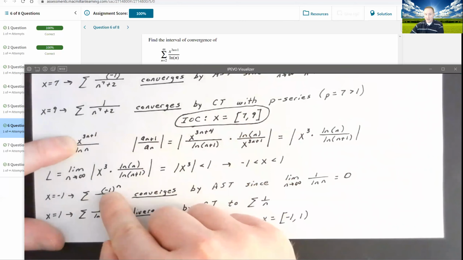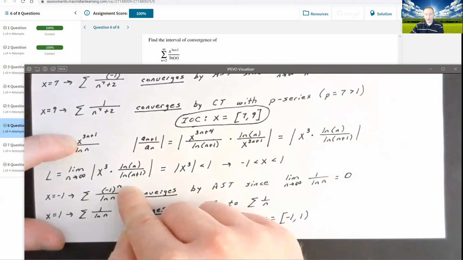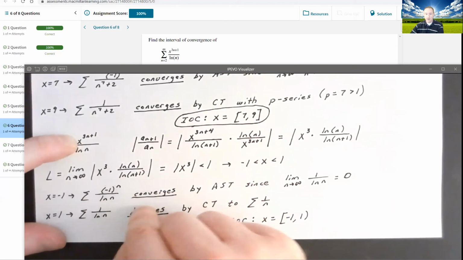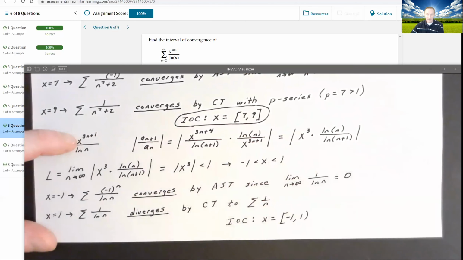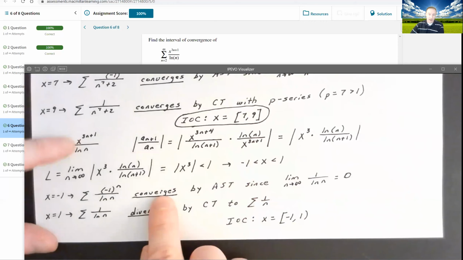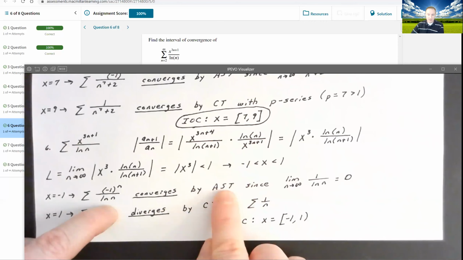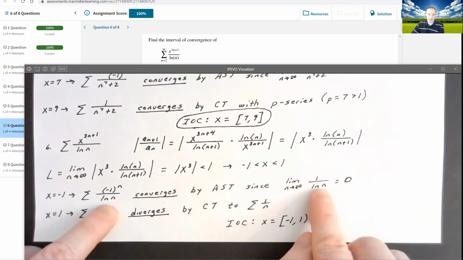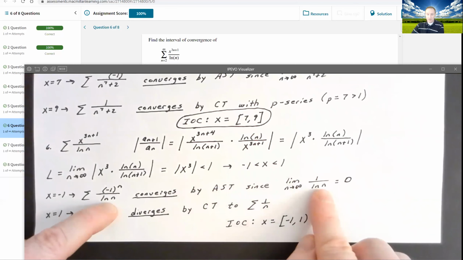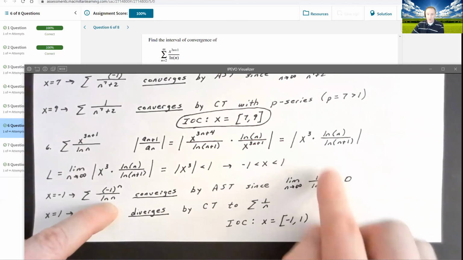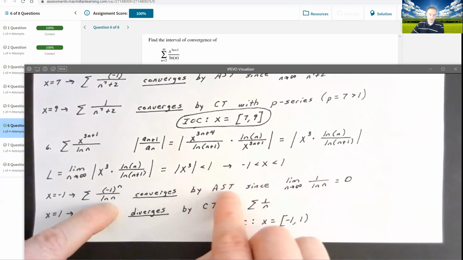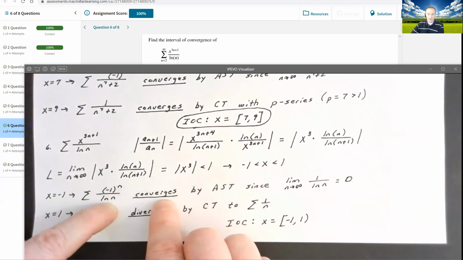I might as well just call it -1 to the n. It doesn't matter as long as you understand this is just an alternating series. One term is going to be positive, next term negative, next term positive, next term negative. I needed to know that because I'm going to use the alternating series test. And I can say, well, let's take the limit of the non-alternating part, and that's going to be 1 over the natural log of n. And as n goes to infinity, that denominator also goes to infinity, and 1 over infinity goes to 0. Since that limit is 0, that's conclusive evidence that my series converges.